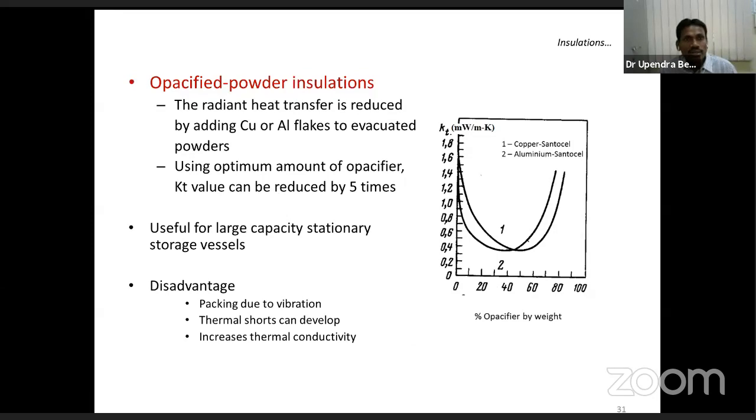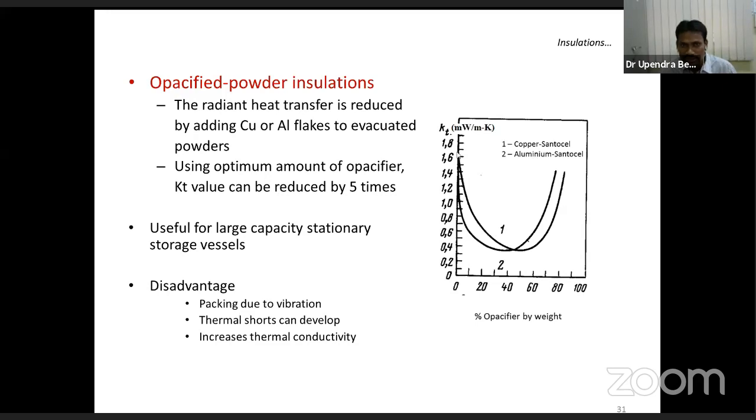And when you add some opacifiers, this is opacified powder insulation. As the name suggests, when you add opacifiers like copper or aluminum flakes to the evacuated powder, that is known as opacified powder, and in that way the radiant heat transfer is further reduced. Using the optimum amount of opacifier in this powder insulation, the thermal conductivity can be reduced by almost 5 times.